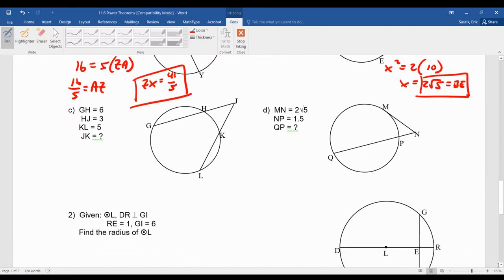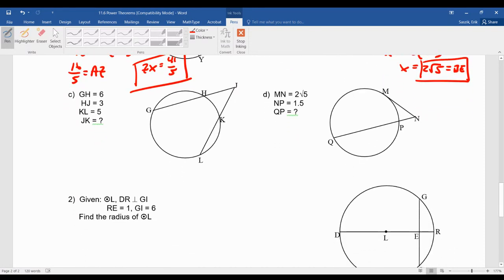All right, we're moving on. Looks like we're dealing with secant here. We got 6. We got 3. KL is 5. And JK, we got to find, we'll call that X. So set this up. Again, make sure you don't go too quickly. 3 is not 3 times 6, it's 3 times 9 equals external times the whole thing.